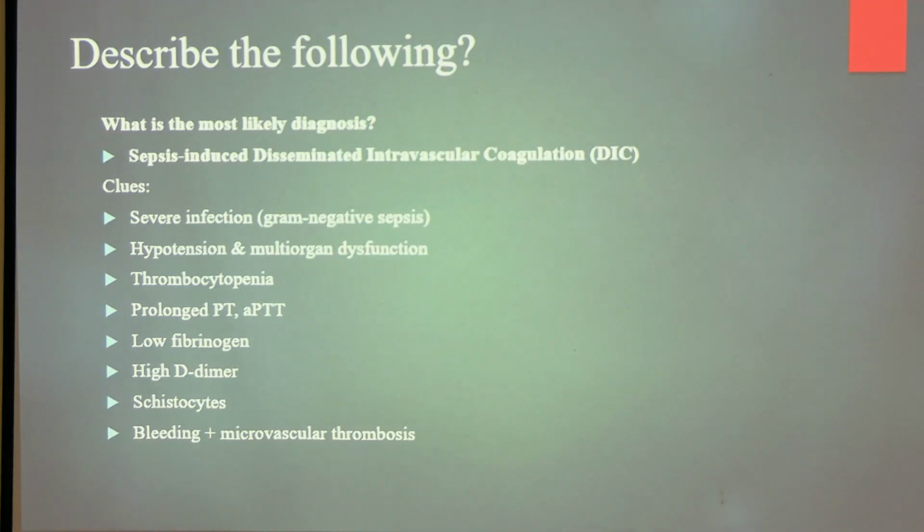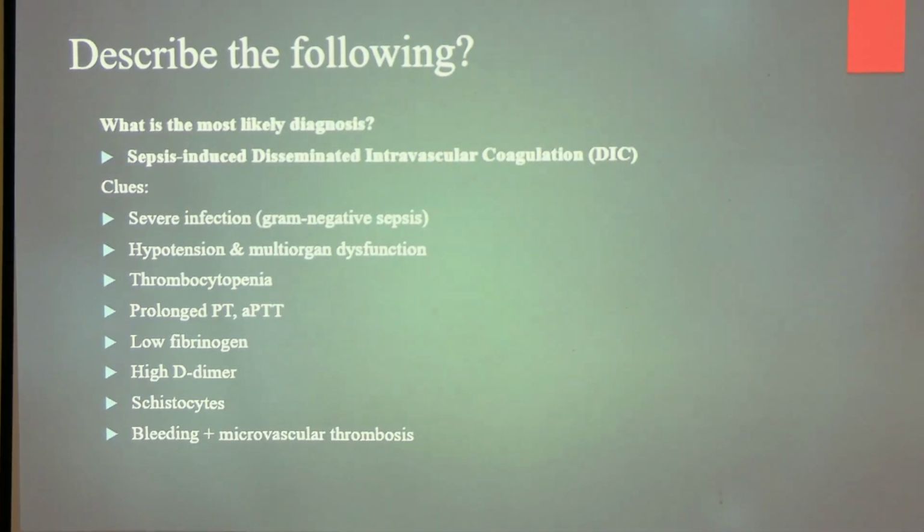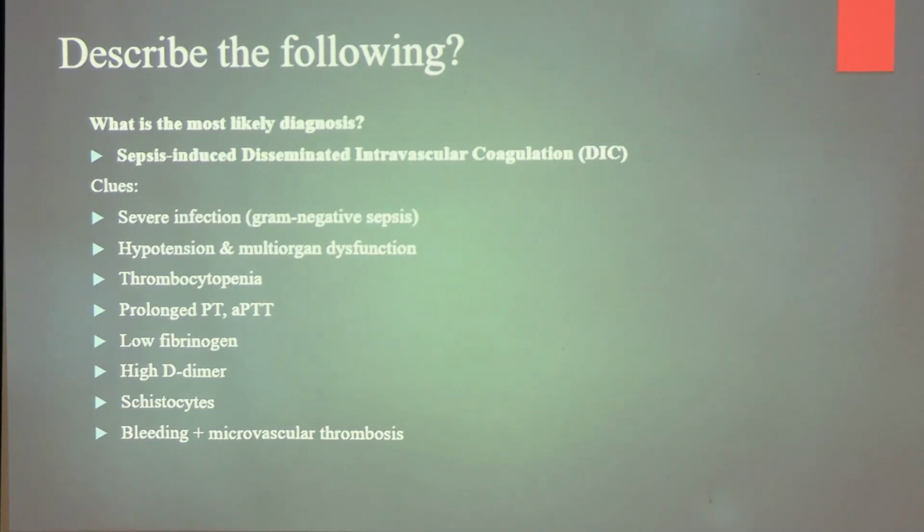What do you mean by macrovascular and microvascular? Macro means bigger vessels. Micro is smaller, like capillaries.